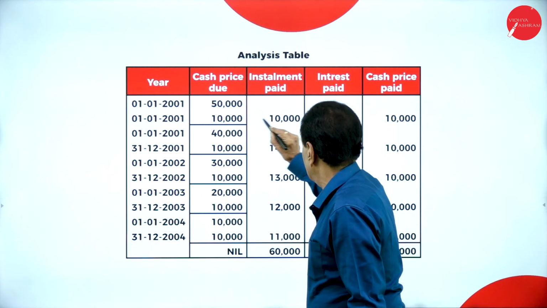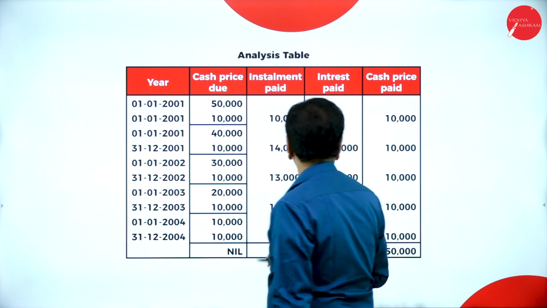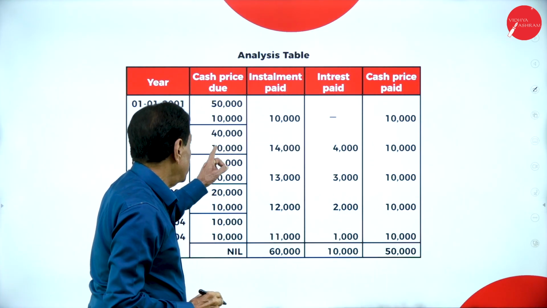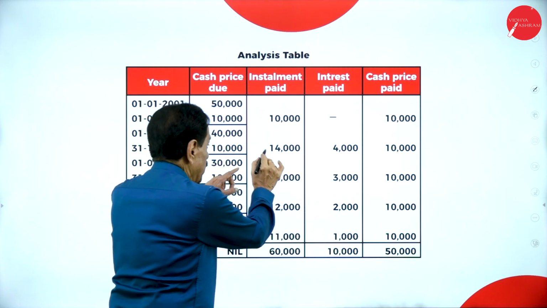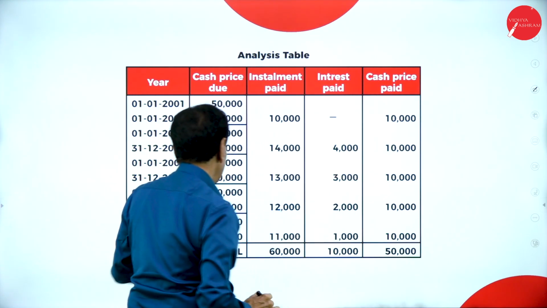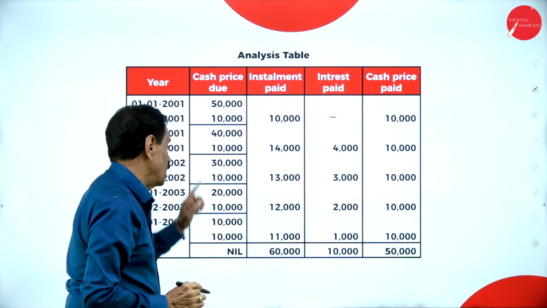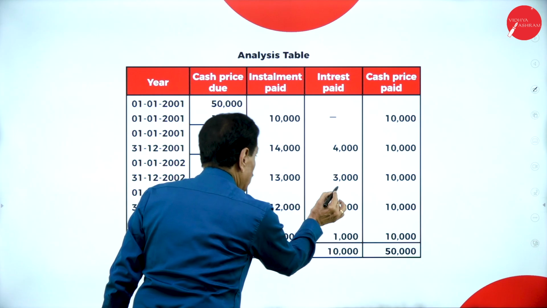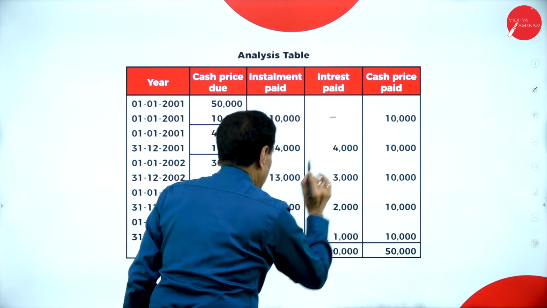50,000, down payment is 10,000, balance 40,000, no interest is paid on the down payment. On that 40,000, 10% is 4,000. Installment of 14,000 minus 4,000 is 10,000, deduct 10,000, balance 30,000. Installment paid is 13,000. 10% of this 30,000 is 3,000. 13,000 minus 3,000 is 10,000.